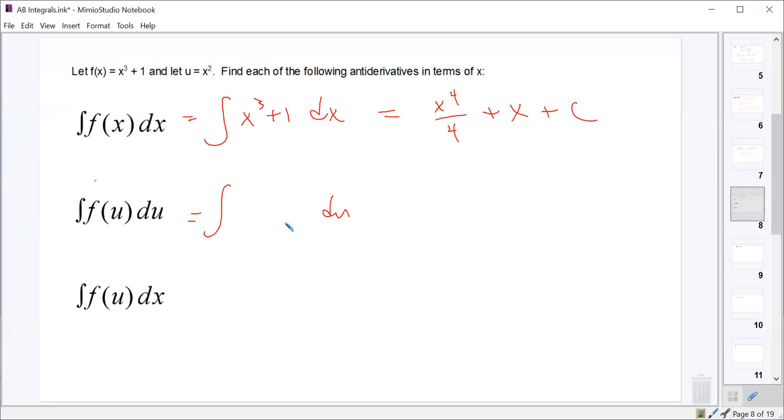All right. What about this one? We're going to do it in terms of u, and we need to write f in terms of u. Now, I don't necessarily need to look at this yet. What is f of u? How would I write f of u? Would it just be u cubed plus 1? Yep, it would just be u cubed plus 1. Exactly. And now we integrate that. What do we get? U to the fourth over 4 plus u plus a constant, right?